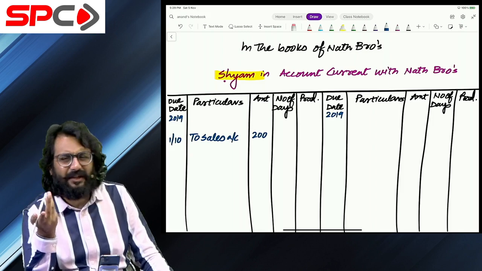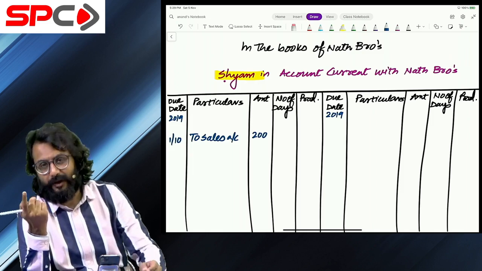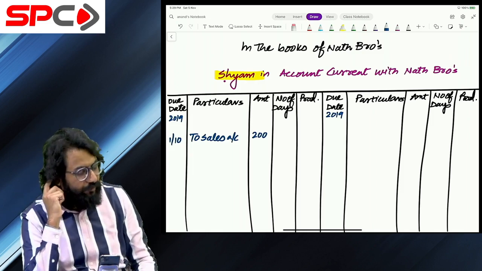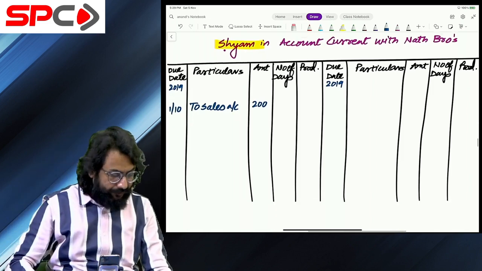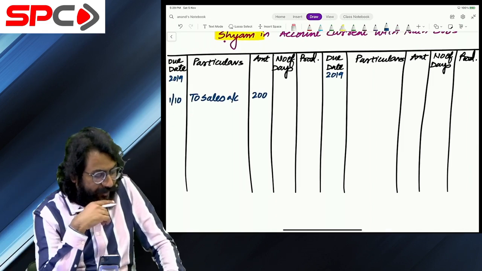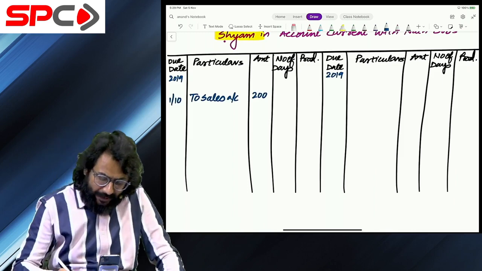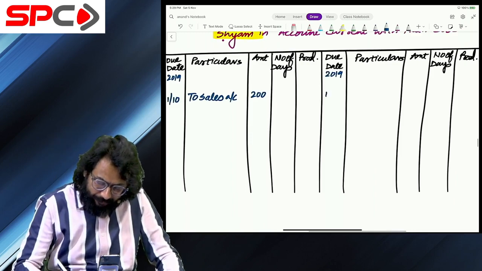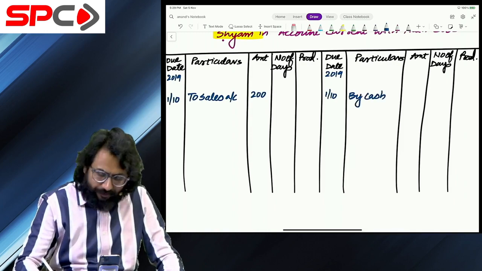But date of transaction is irrelevant because my interest will start from what date? 1st October. That is the reason I am writing down what? 1st October. Yes or no? Let's go ahead. Next. October 1, cash received from Sham. What is the entry? Cash to Sham. So can I not write down 110 by cash? How much will I write down, my dear students?